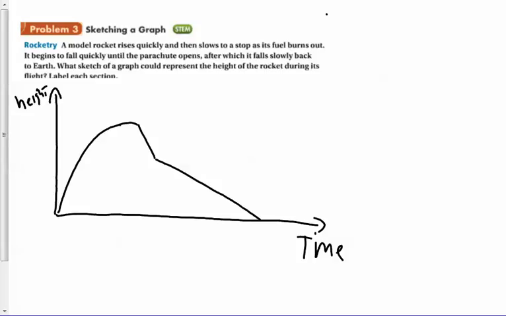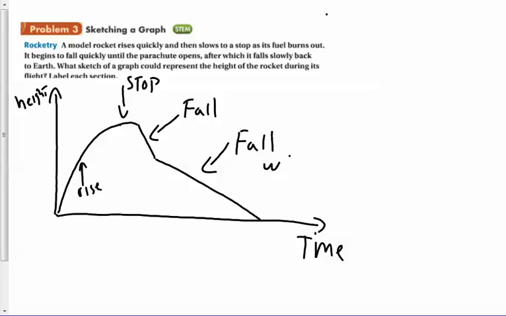So if I had to label these parts, I guess this part right here, this would be my rise quickly, rise, right? This part right here is where I stop rising. This part is where I fall quickly, and then this is where I fall with my chute. Does that make sense? So you have a got it. Why don't you pause the video and try to do the got it?